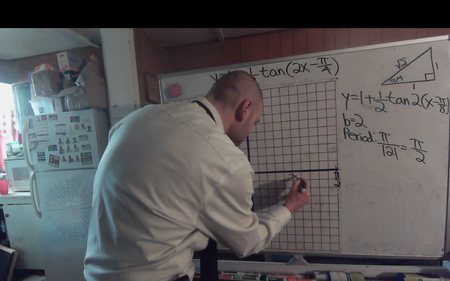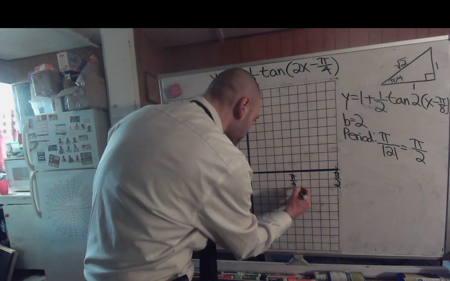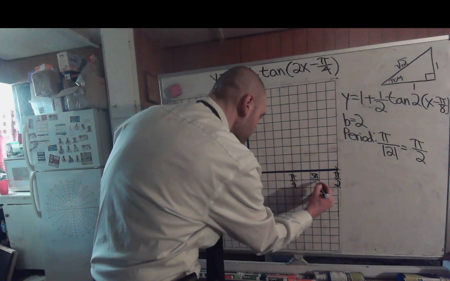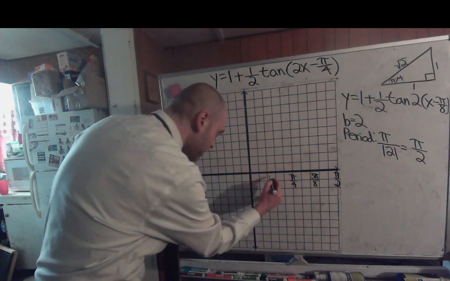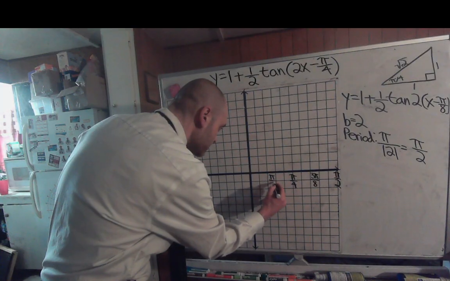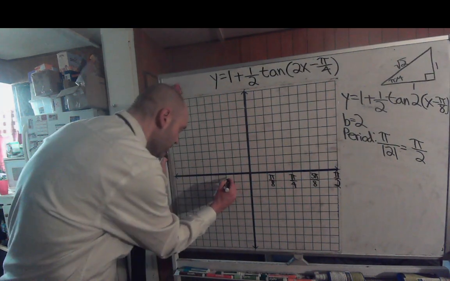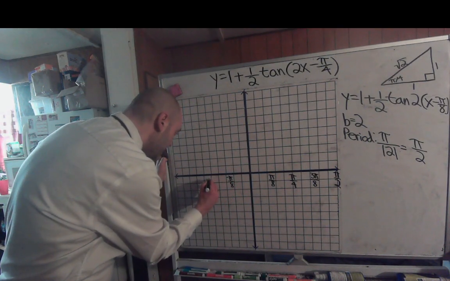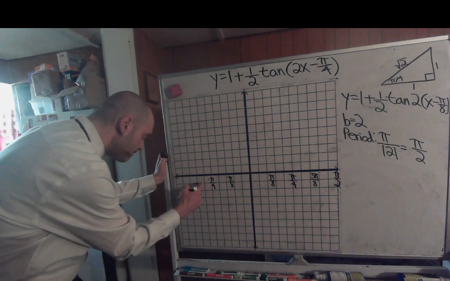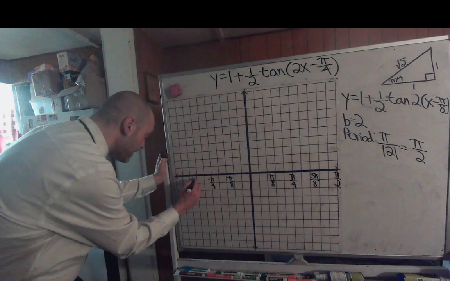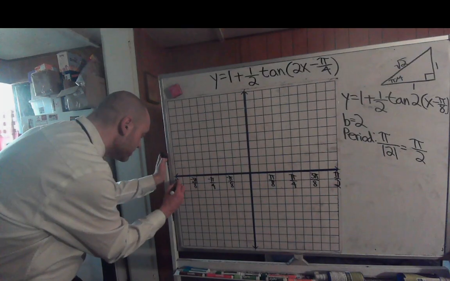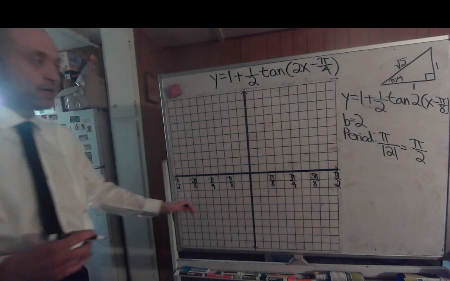Halfway between 0 and pi over 2 is pi over 4. Halfway between these is 3 pi over 8. Halfway between 0 and pi over 4 is pi over 8. So now we have everything we need here. Negative pi over 8. Negative pi over 4. Negative 3 pi over 8. And then negative pi over 2. Alright, so we have 2 full periods here.